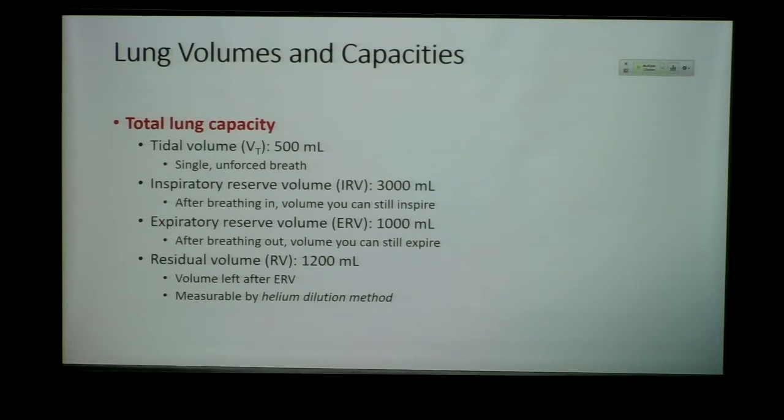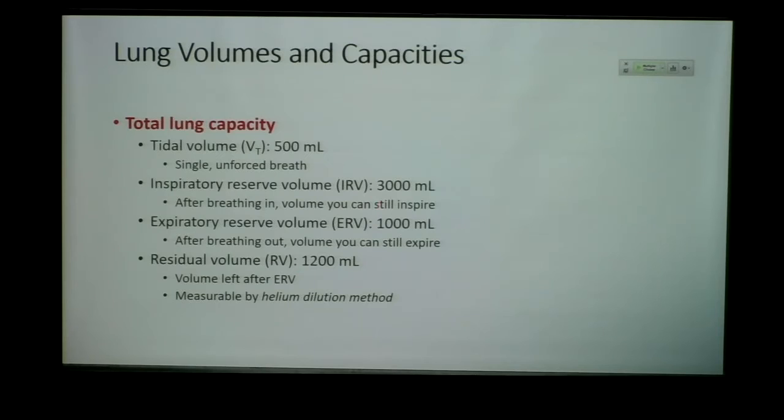Now, if you take a forced breath out, right, you may usually feel your abdominals engaging here, forcing all the air that you can out of the lungs. That is your expiratory reserve volume. So that's the additional amount of air that you can move out on top of your tidal volume. That's usually about 1,000 milliliters. And that's the maximum effort for expiration.